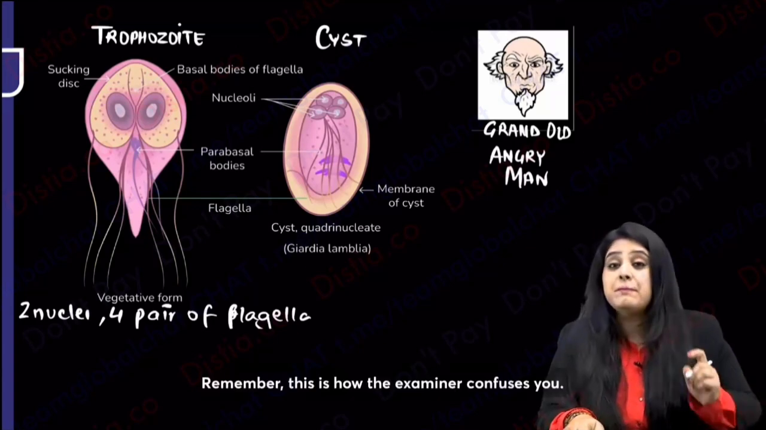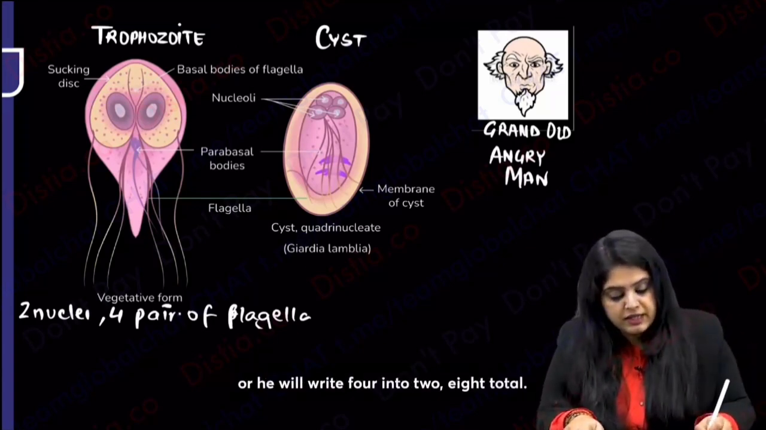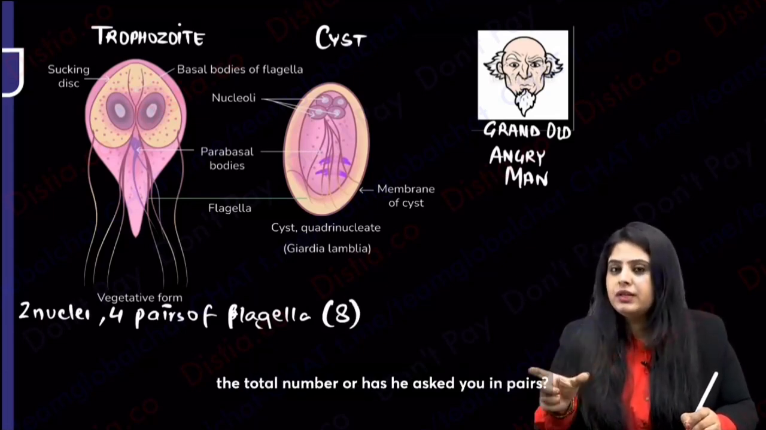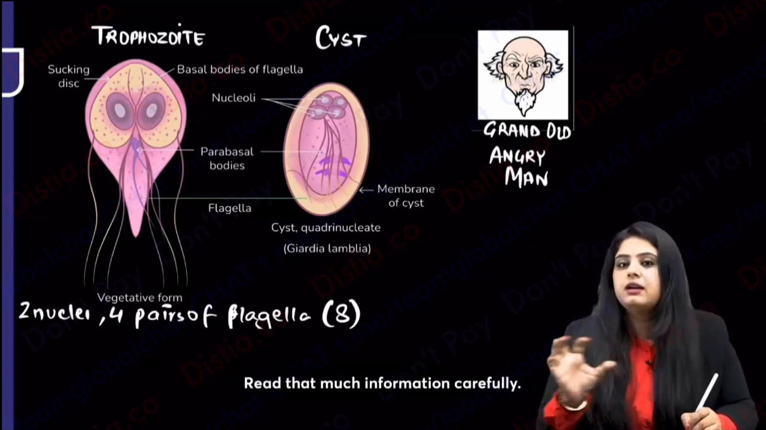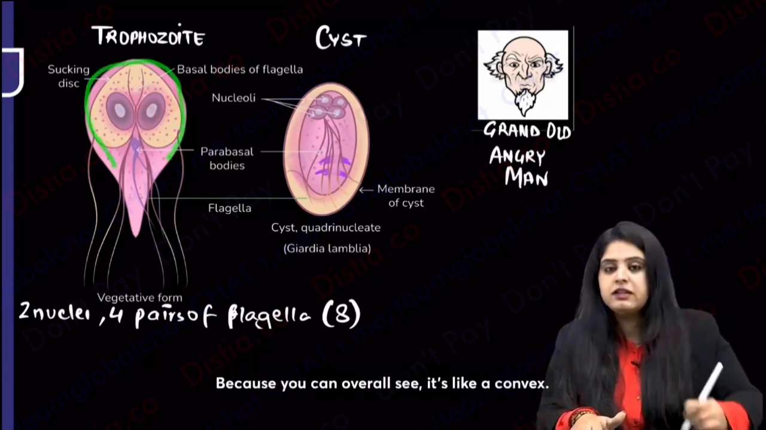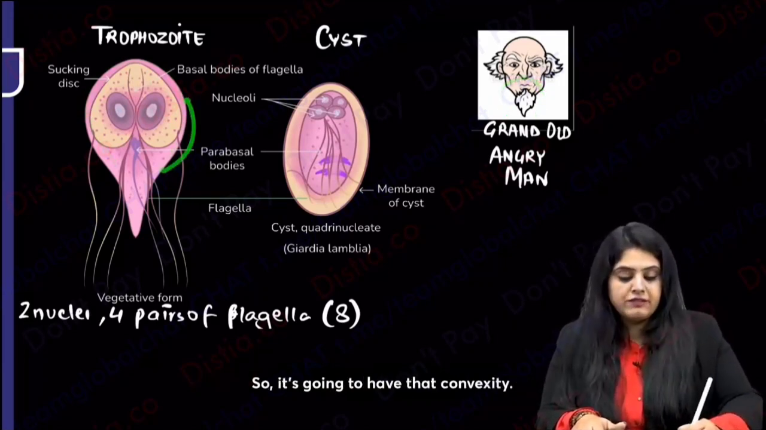4 pairs. Remember, this is how the examiner confuses you. Either he will write 4 pairs, or he will write 4 into 2, 8 total. So remember, has he asked you the total number, or has he asked you in pairs? Read that much information carefully. And why am I calling him angry? Because you can overall see it's like a convex. It's looking like a little angry face. Right? So it's going to have that convexity.